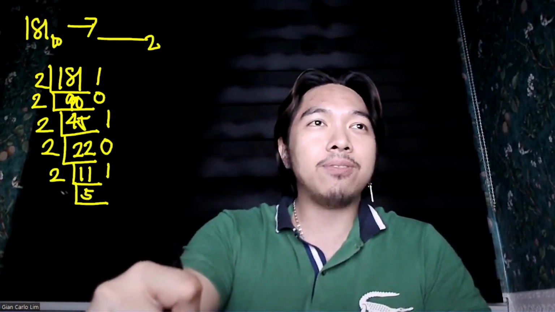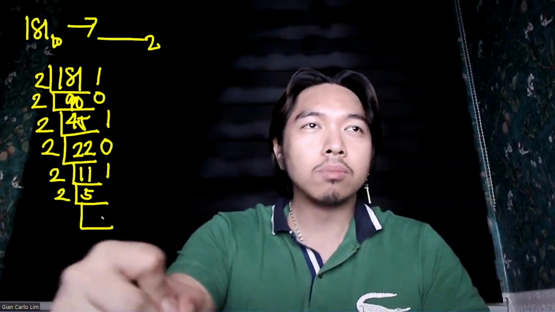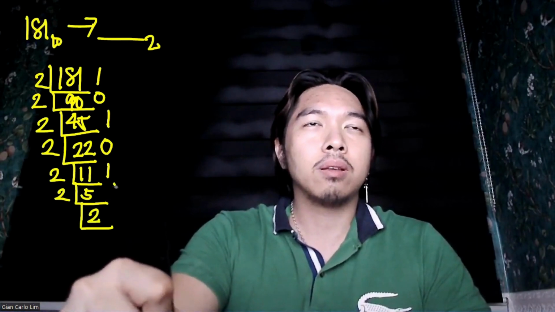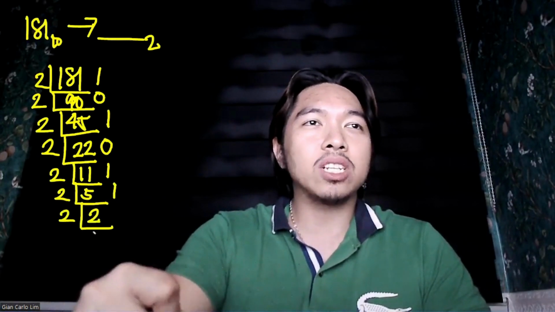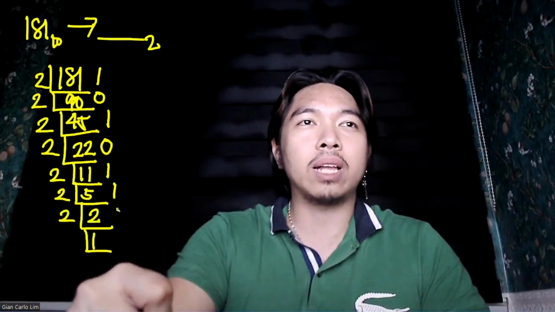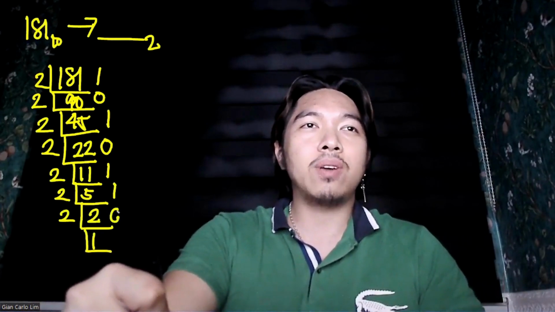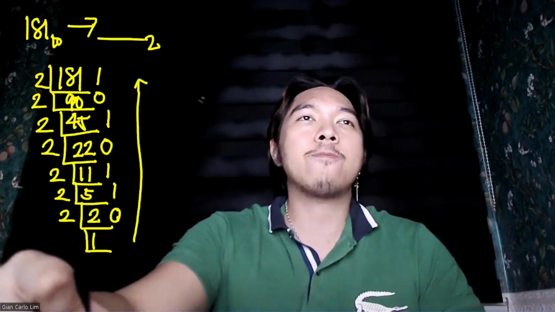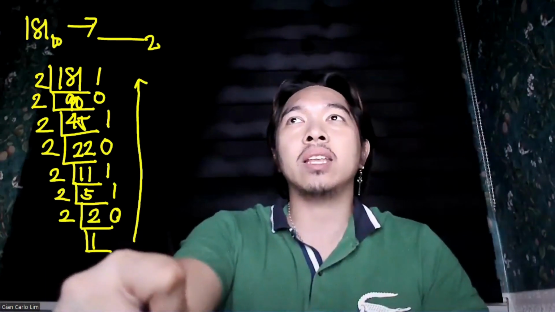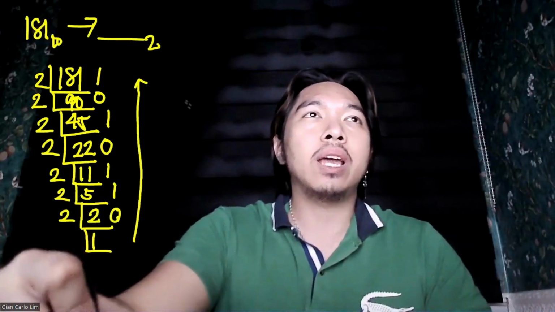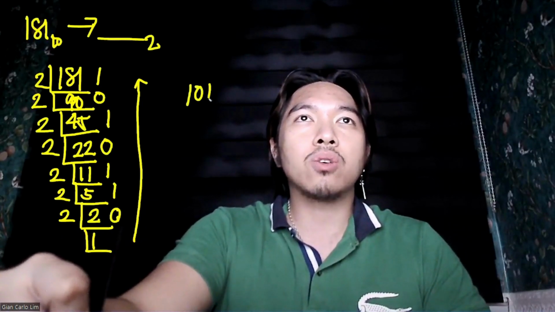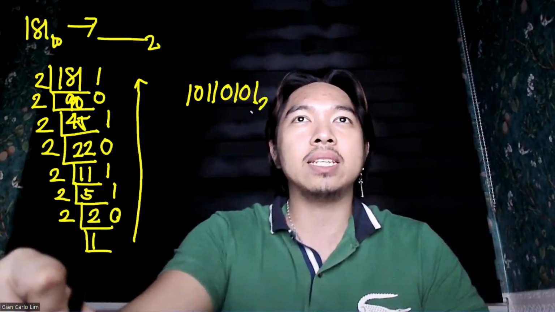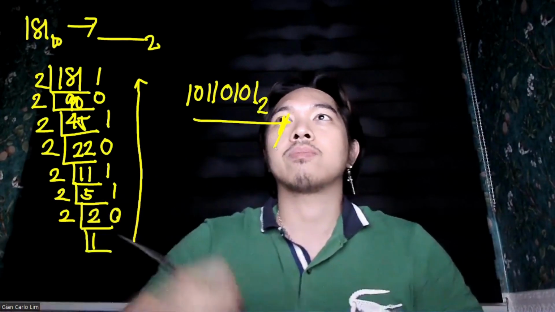And then yung 5, i-divide natin siya by 2. So that would be 2 at meron tayong remainder na 1. And then yung 2, pag divide natin siya ulit by 2, so that is simply 1 at wala tayong remainder. So same process ng ginawa natin kanina, we're going to read that from bottom to top. So therefore, the conversion of 181 to binary would then be equal to 1011, 0101 base 2. And that is now the answer.